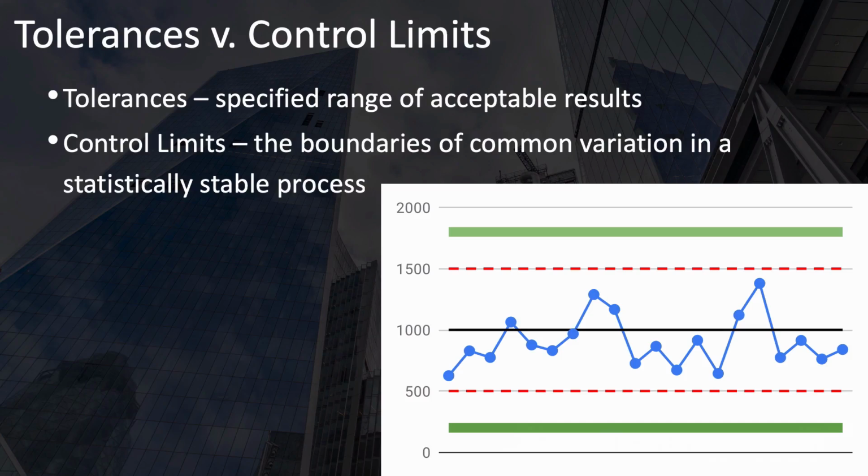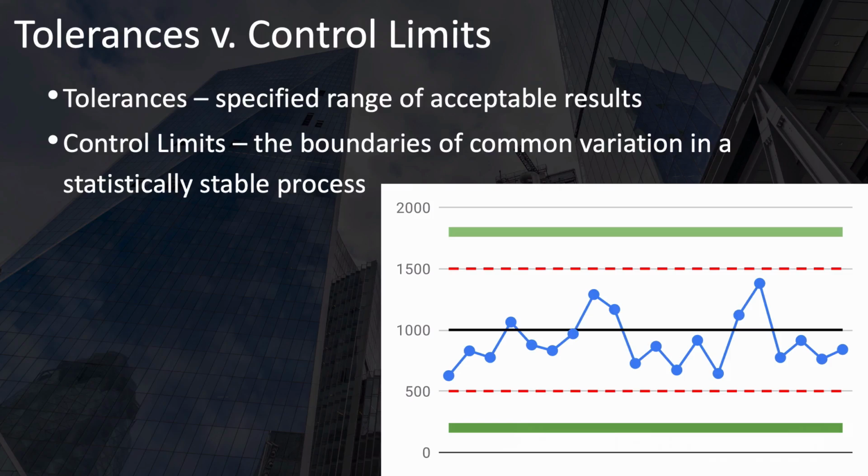Now we come to the distinction between tolerances and control limits on control charts. Tolerances are that range that's been specified by your stakeholders of acceptable results. This range of acceptable results or tolerances is represented in this control chart by these thick green lines. So all of these measurements in the middle, represented by these blue dots connected with blue lines, are within these green lines, which indicates that in this case, the outputs are within the specified range or within the tolerances of this process.